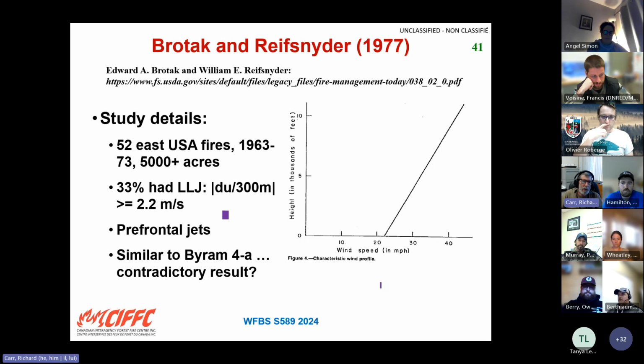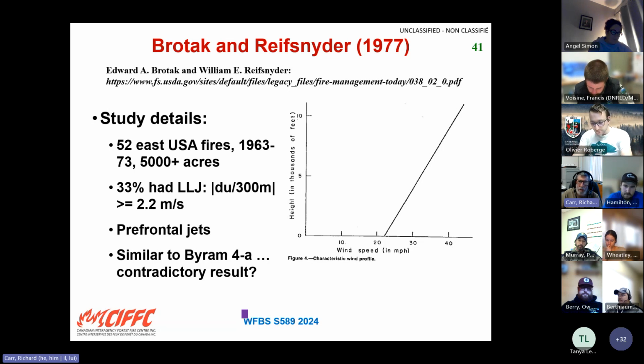All right, so just a few details here. Once again, Eastern USA, 52 fires over a 10-year period, looking at large fires, 5,000 acres and bigger. About a third of those had a low-level jet. That's what that LLJ is right there. The way they defined the low-level jet was a change in wind speed over a 300-meter height increase greater than or equal to 2.2 meters per second.